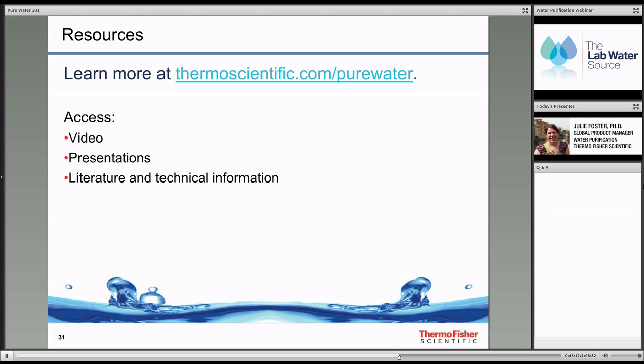So that was a quick overview of the different Pure Water 101 with the impurities and the technologies, and then finally a peek inside the system.